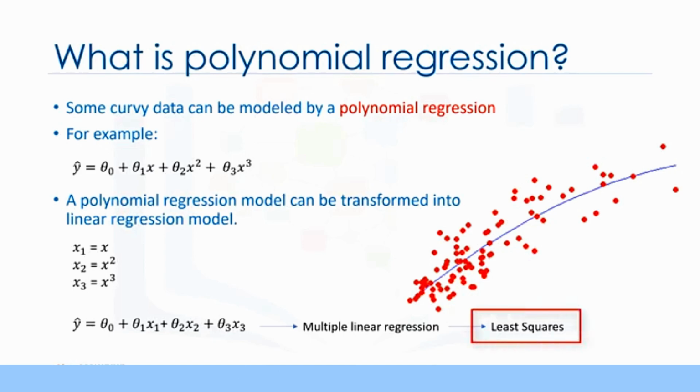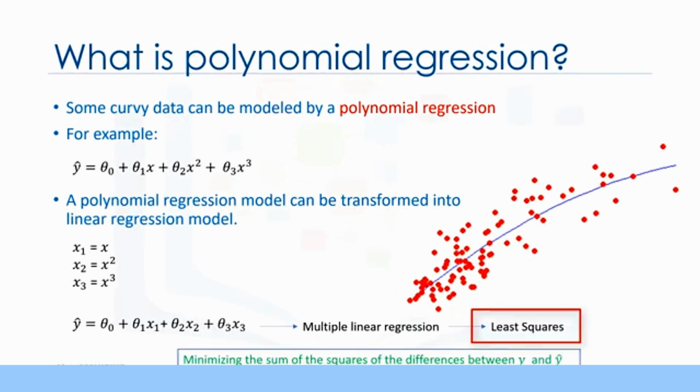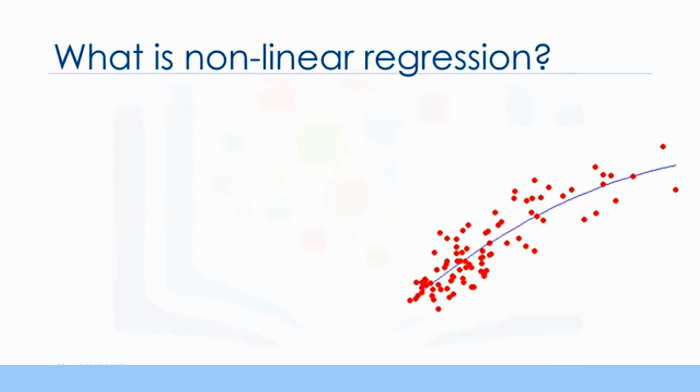Least squares is a method for estimating the unknown parameters in a linear regression model by minimizing the sum of the squares of the differences between the observed dependent variable in the given dataset and those predicted by the linear function. So, what is nonlinear regression exactly?